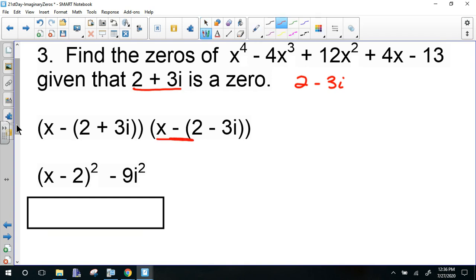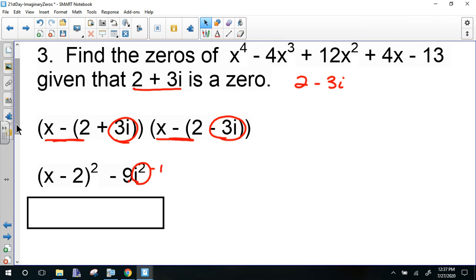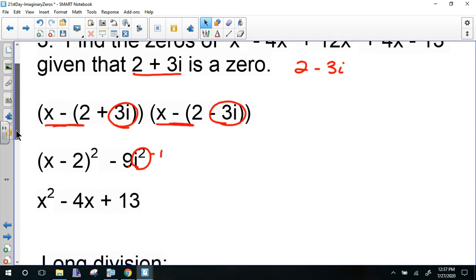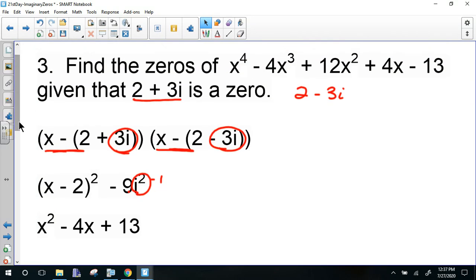because I have 2 x minus 2's, and 3i times negative 3i is negative 9i squared. And I'm going to replace that i squared with a negative 1. So I end up with x squared minus 4x plus 13. Well, that takes care of two of my factors. I've got to figure out what the other two are, because I should have 4 roots. Right now, I've only got 2.